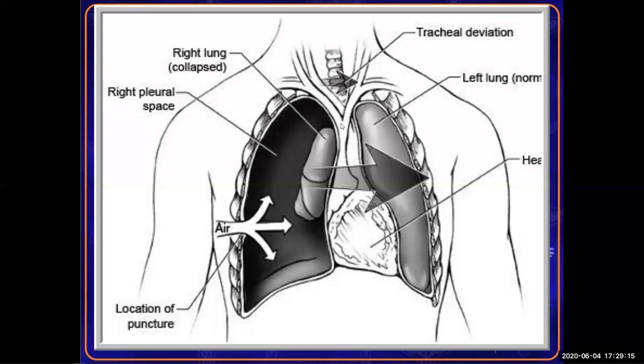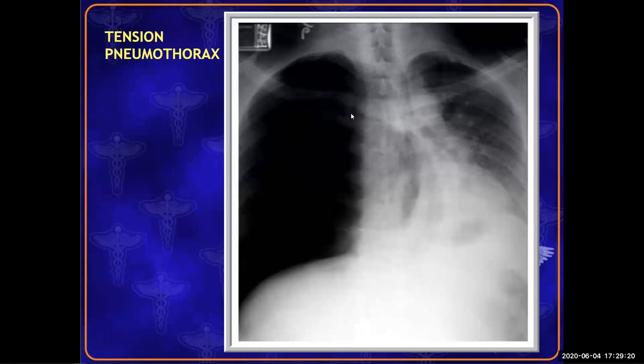So here's a real x-ray of one. And what do you see here? Well, there's all the black. And this is actually part of the lung pressing well past midline. Again, it's that pressure on the mediastinum in here from all this air pressure, all this tension building up. You relieve the tension.